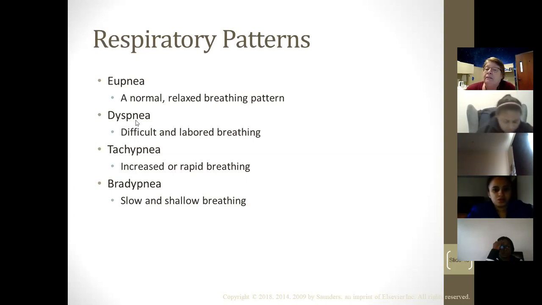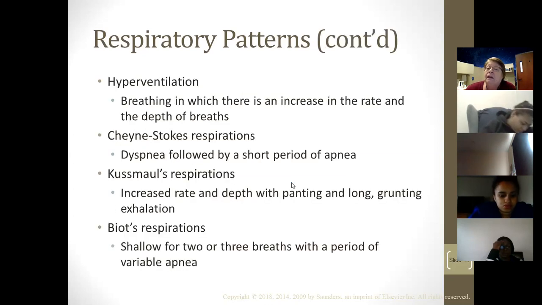So eupnea, dyspnea, tachypnea, and bradypnea, you will need to know those terms, so keep them in mind. Then we have hyperventilation. That's where you breathe in and out real fast. You just basically pant, okay? You're blowing off a lot of CO2 when that happens.